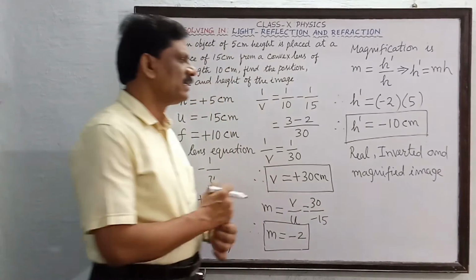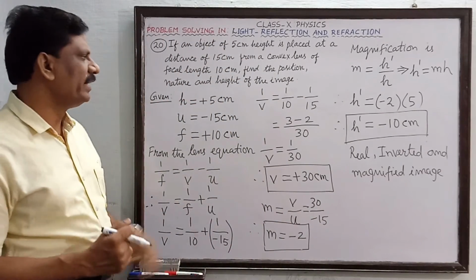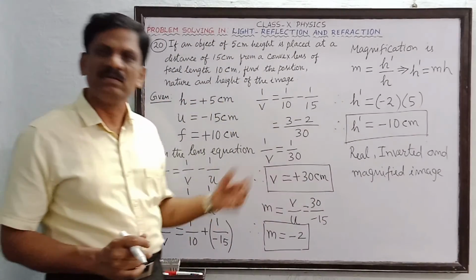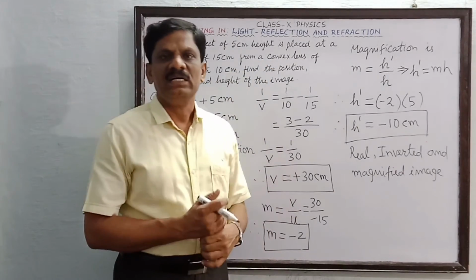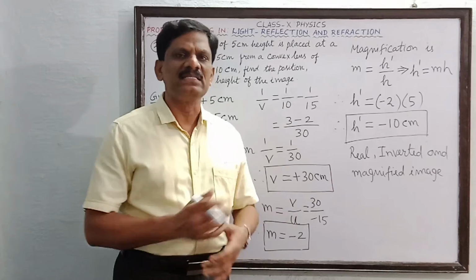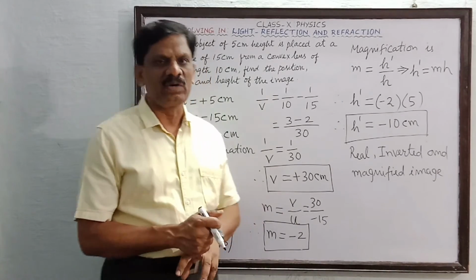Real, inverted and magnified image. Have you understood, students? So this is the problem based on a convex lens. Some other problems based on the concave lens also we are going to solve now.